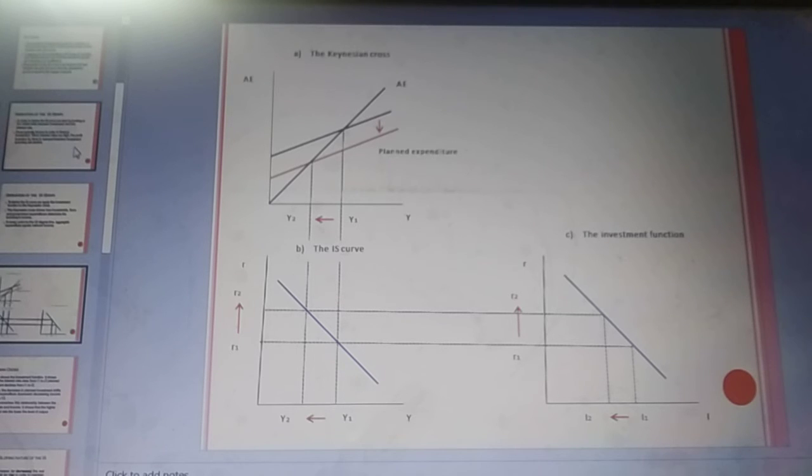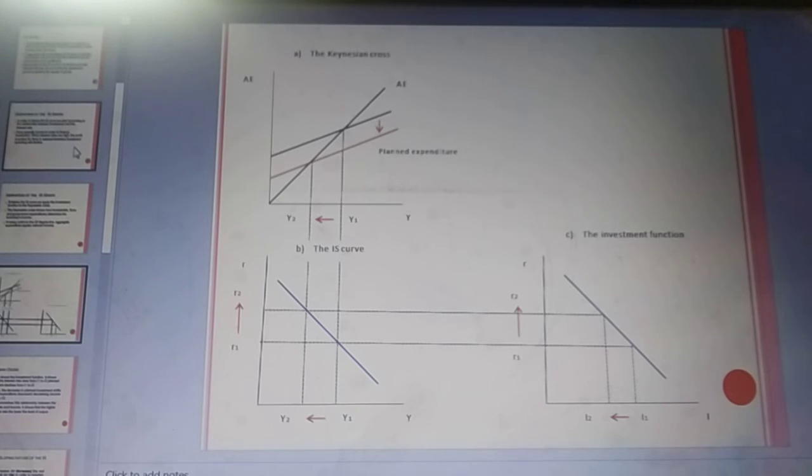of the people. When the rate of interest increases from R1 to R2, it will decrease the income of the people, because less money will be spent in the market, less money will be invested in the market, and that will directly affect the income level of the people.